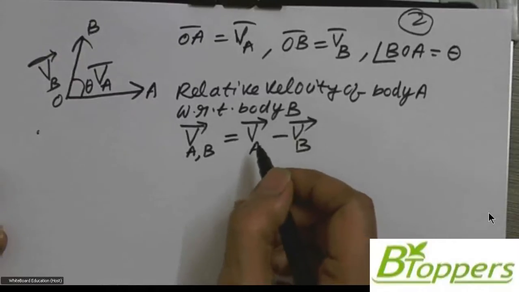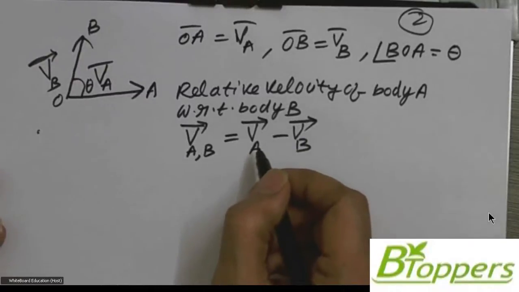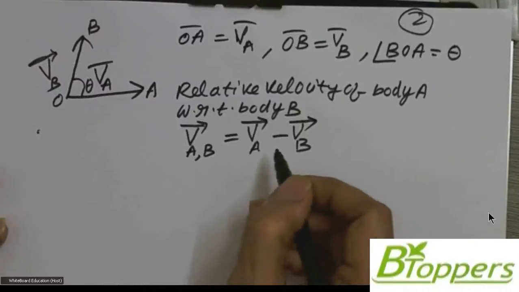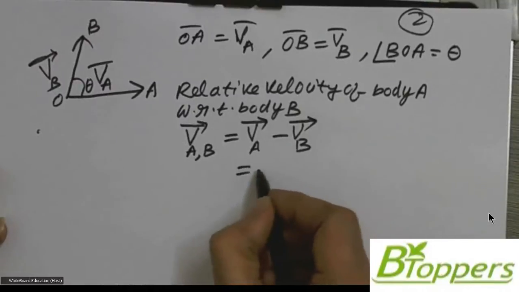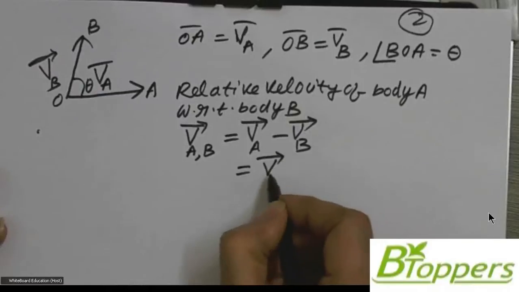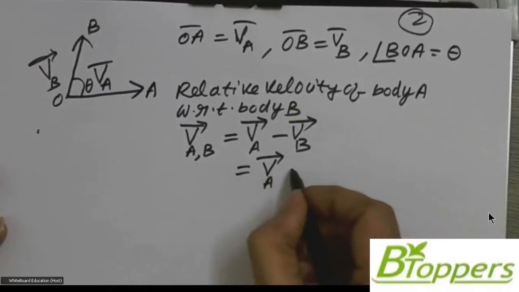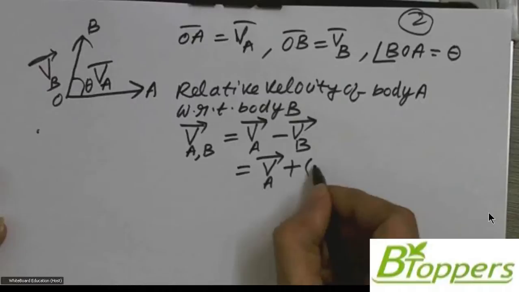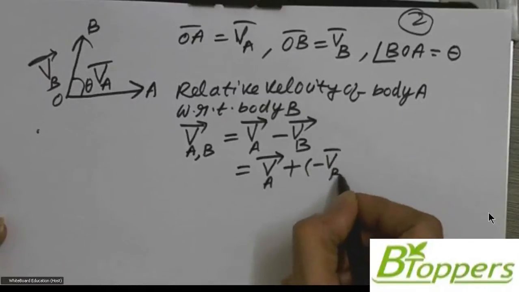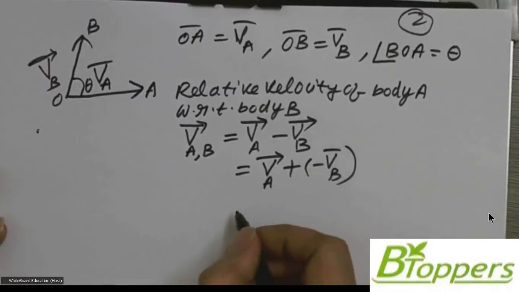As I discussed in the past, in general, if A bar and B bar are two vectors, the vector difference A bar minus B bar is defined as the vector sum of A bar and minus B bar. The same way here, the vector difference VA bar minus VB bar can be written as the vector sum of VA bar and minus VB bar.